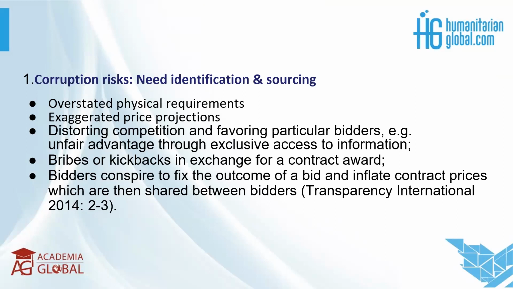The other one is distortion of competition and favoring particular bidders. So that is unfair advantage through exclusive access to information. In that case, for World Vision, you find that the procurement manager says, for us to get maize to Turkana, we will just buy this maize in Eldama Ravine. Eldama Ravine is a very small town in Kenya.